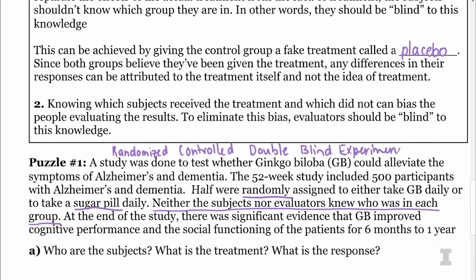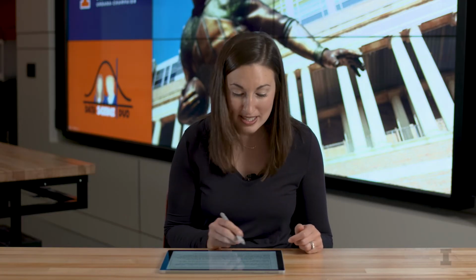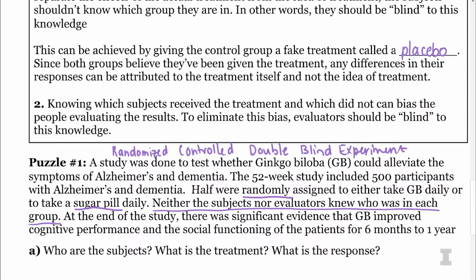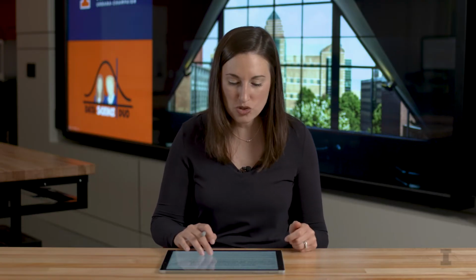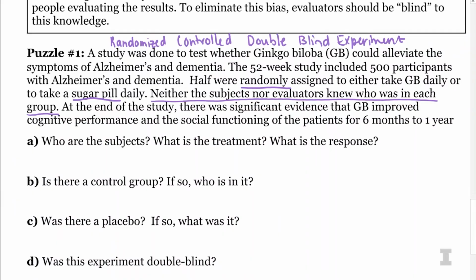The nice thing about these randomized controlled double blind experiments is that we can tell if our treatment worked or not. That's why we like them. So whatever conclusion they come up with, I can trust because this study was designed really, really well. The very last sentence says at the end of the study, there was significant evidence that the GB improved cognitive performance and social functioning of the patients for 6 months to 1 year. So because we did our ideal experimental design, I can say this seems like it worked, which is a really powerful thing. So answering these questions is kind of just getting us used to reading studies and picking out the important pieces of information.